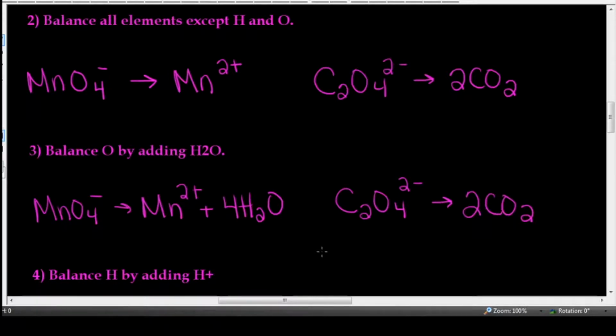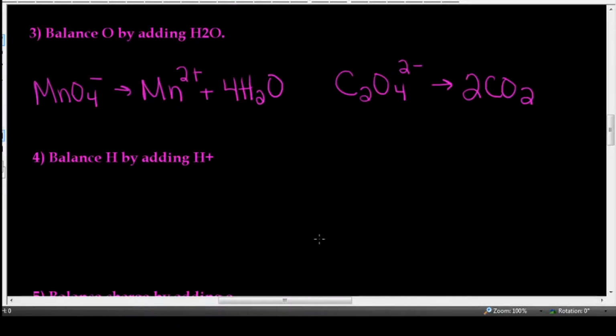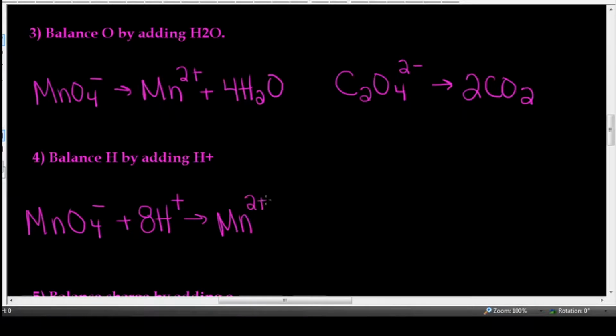All right. My next step is to balance the hydrogens in my reaction by adding H plus ions. Again, I can do this because this reaction is happening in acidic solution. So if I look up here at my manganese half reaction, I see that I have 8 hydrogens on the right-hand side. So I'm going to need 8 hydrogens on the left. So my MnO4 minus plus 8H plus becoming Mn2 plus and 4 waters.